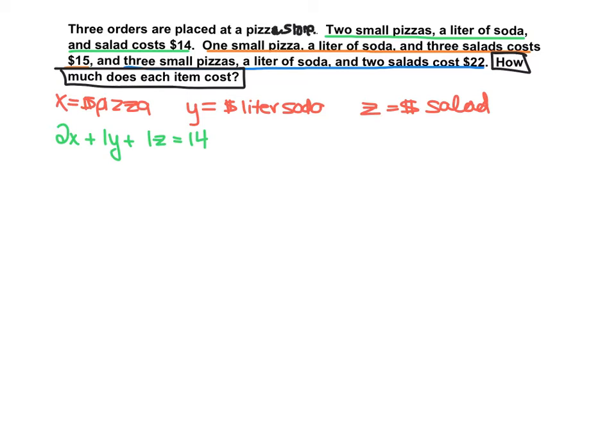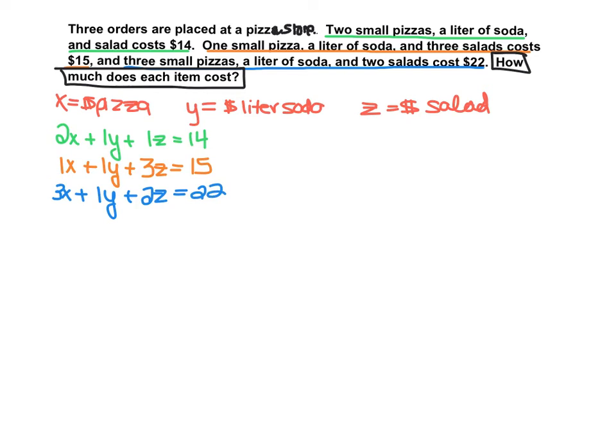Then if I look at the second one, it says 1 small pizza, so 1x, plus there's 1 liter of soda, so 1y, plus 3 salads, so 3z, is equal to $15. And then finally, I have my third equation, which is 3 small pizzas, so 3x, plus 1 liter of soda, so that's 1y, plus 2 salads, so that's 2z, is equal to 22.